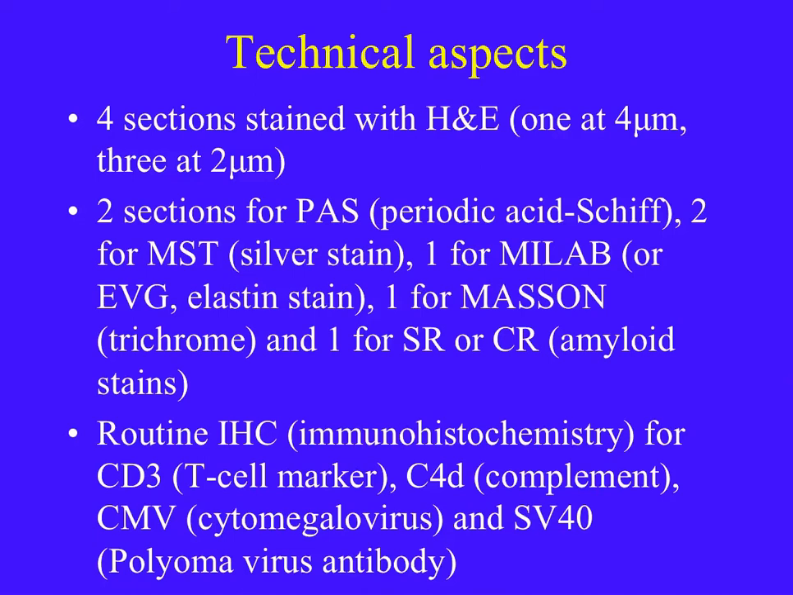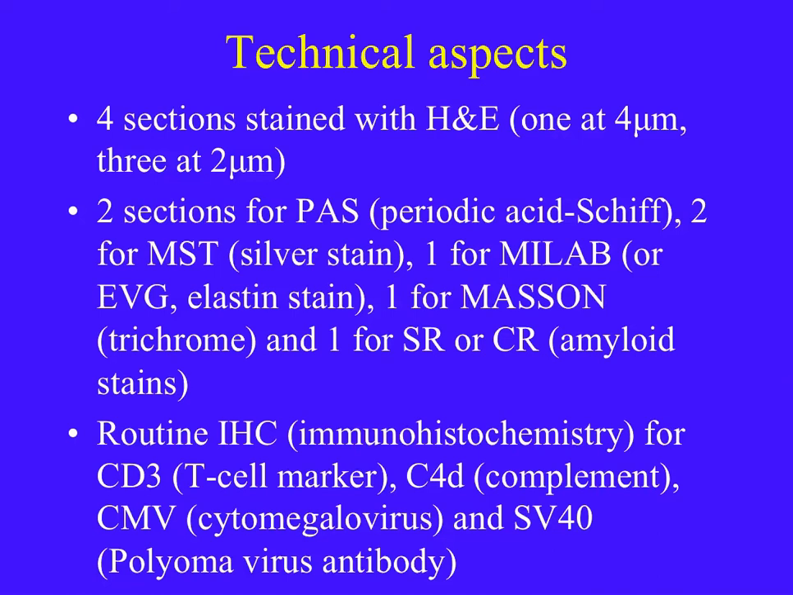We prepare 4 sections stained with the traditional hematoxylin and eosin stain, but we also prepare sections stained with several special stains. So for example, a PAS and a MSB silver stain highlight the basement membranes. Therefore, it is easier for the pathologist to interpret any changes in the glomerular or tubular basement membranes. A Miller's or an EVG stain will highlight the vascular changes, whereas the trichrome stain will reveal the degree of background interstitial fibrosis.